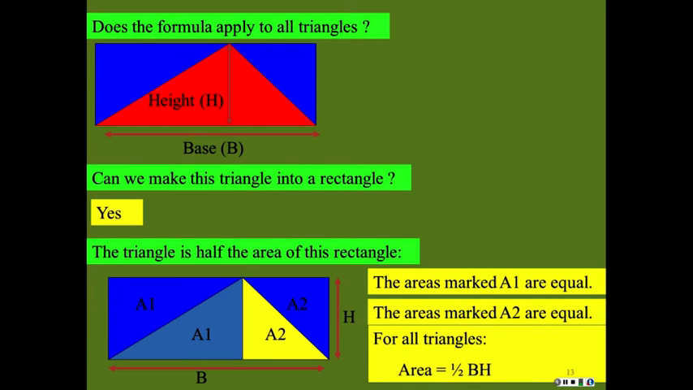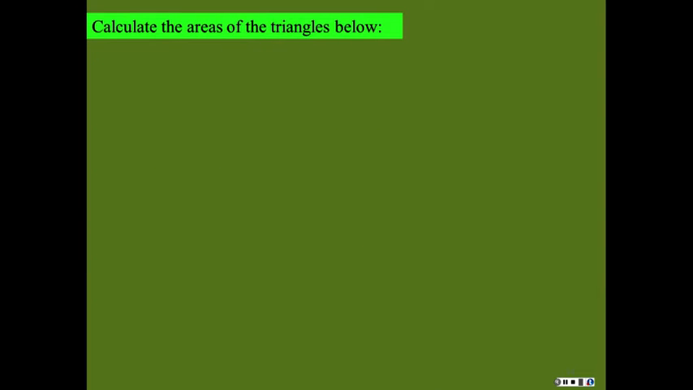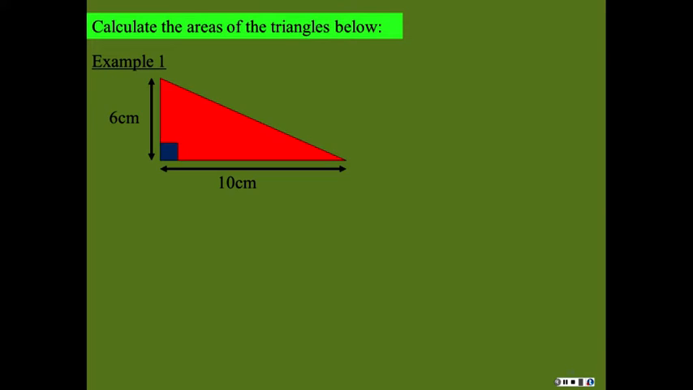So the formula base times height divided by 2, or 1/2 the base times the height, is a formula that works for all triangles. Now, I need you to practice calculating and using that formula. What would the area of this triangle be?